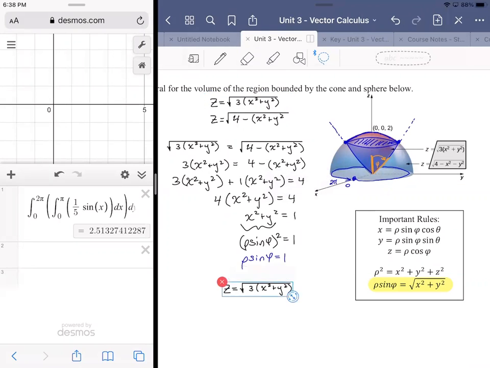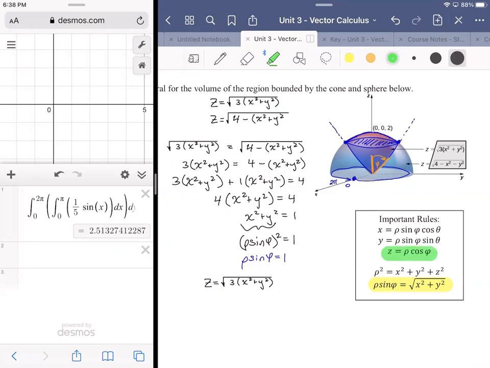So we're in fact finding mode right now. Take z, which is equal to the square root of 3 times the square root of x squared plus y squared. Well, we know z over here, by definition in spherical coordinates, is rho cosine phi.